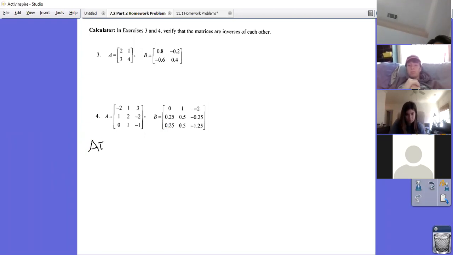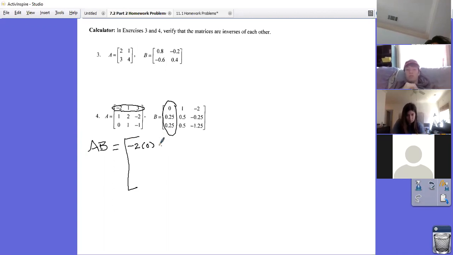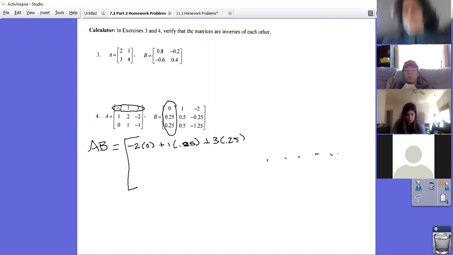So matrix A times matrix B. I'm not going to write out the matrices, but to get that first entry, you're going to multiply the first row times the first column. So -2 times 0 plus 1 times 0.25 plus 3 times 0.25. So that's that first entry. And then you do the second row times the second column, and so on. So you're just going to use matrix multiplication.